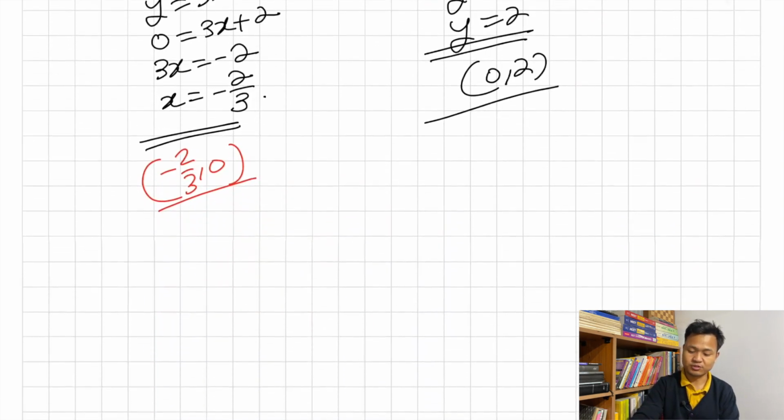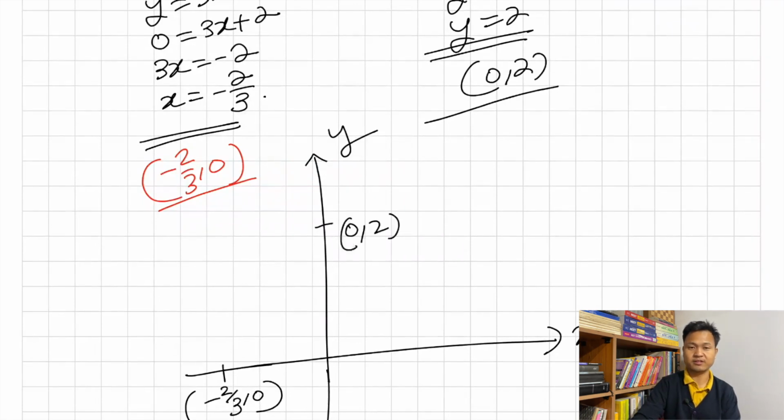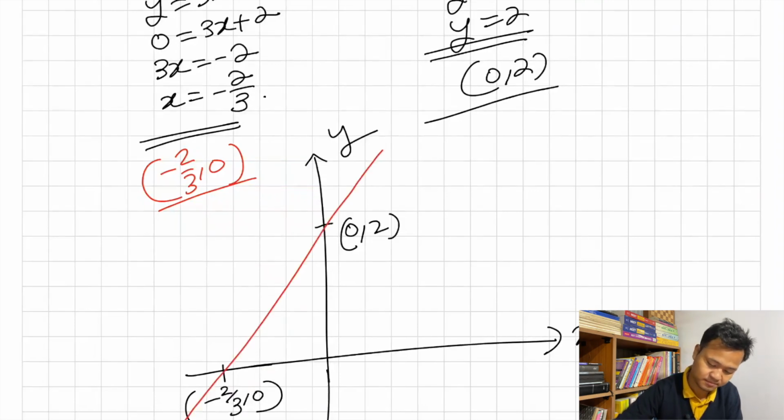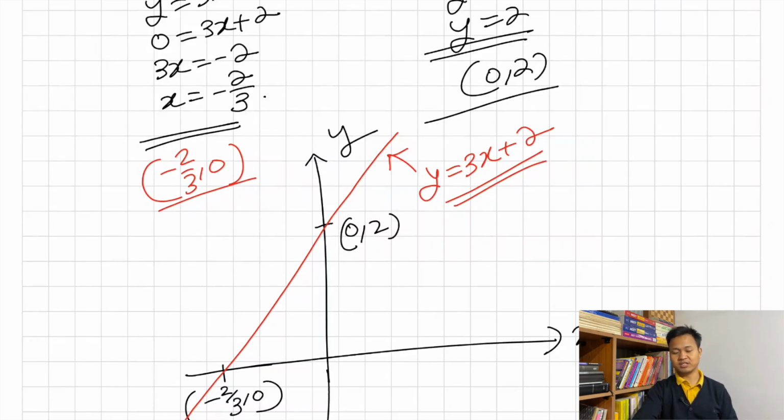Now let's draw these two points. I have x and y. The first one is minus 2 by 3, negative on the x-axis means on the left side. So minus 2 by 3, 0, and then 0, 2 is somewhere here. If you join these two points, you get the required straight line. This straight line has the equation y equals 3x plus 2. So if you're given an equation, this is how you draw the straight line.